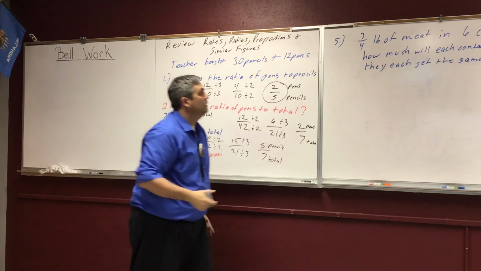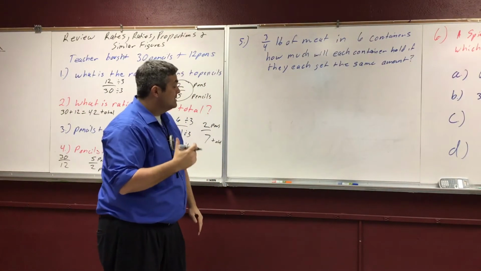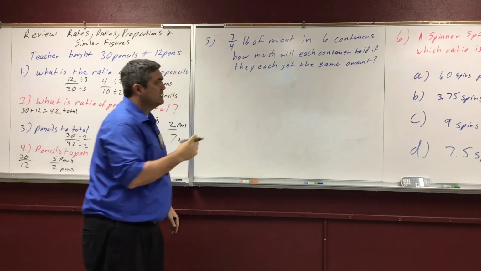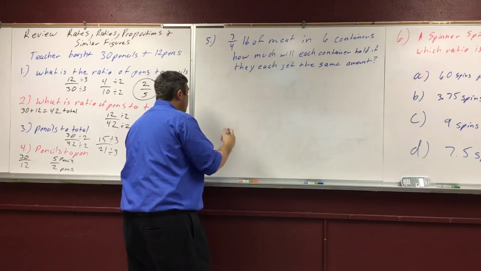Pay attention. All right, 3/4 of a pound of meat in six containers. How much will each container hold if they each get the same amount? So we can set this ratio up. It's just a ratio. That's all it is.